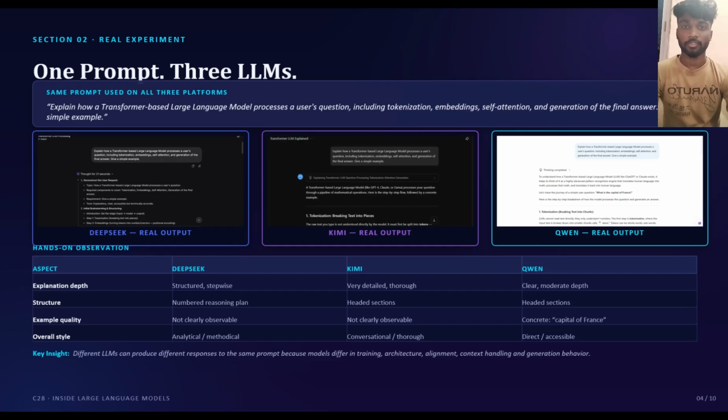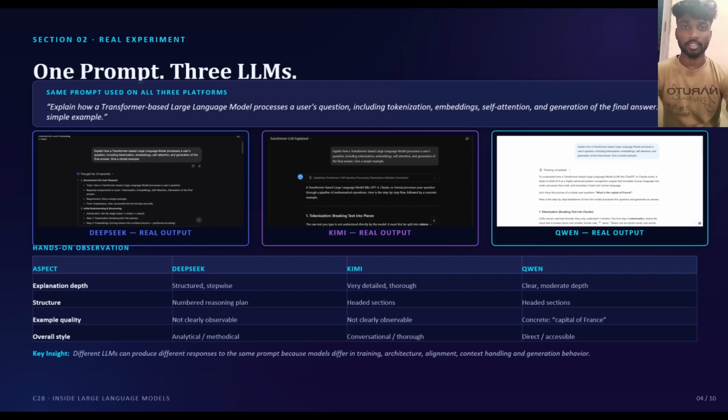From my observations, DeepSeek produced a structured and step-by-step style of explanation. Kimi gave a very detailed and structured response with clearly separated sections. Qwen provided a clear and accessible explanation, and its response included a conceptual example. One important observation from this experiment is that the same prompt can produce different responses from different LLMs.